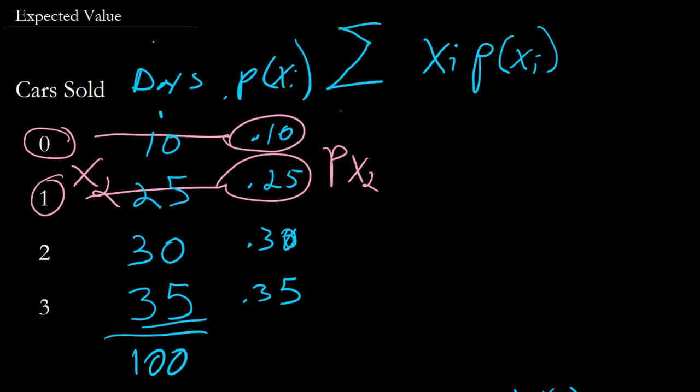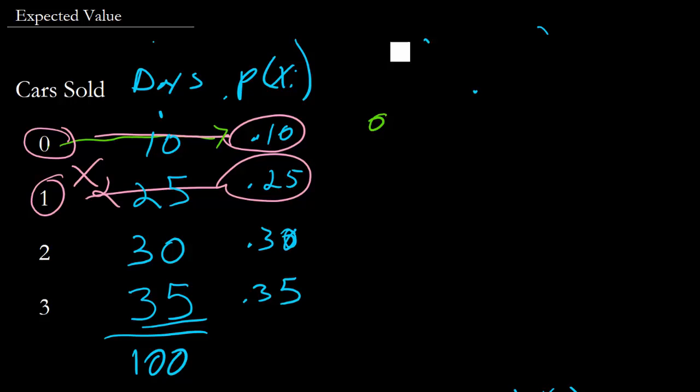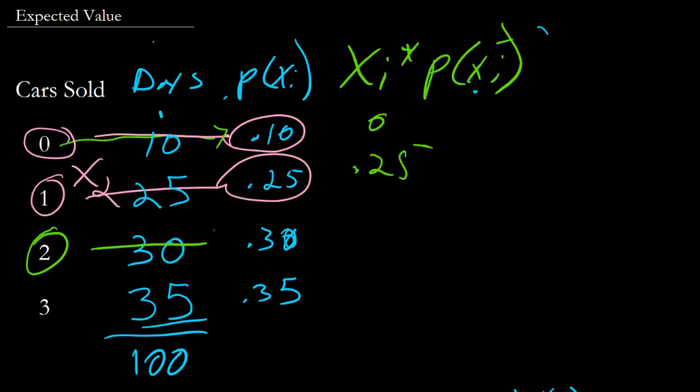Another way to do this is to just multiply across here. 0 times 0.10 is 0. Let me rewrite this so you guys can see what I'm talking about. I'm going to make this x sub i times the probability of x sub i. So that one's 0. 1 times 0.25 is 0.25. 2 times 0.30 is 0.60. And this guy times 0.35 is 1.05.